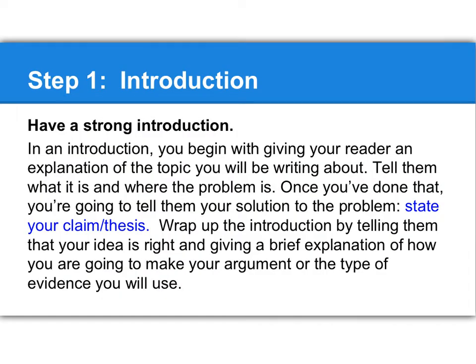Step 1, your introduction. One of the most important things to do when you're writing an argument paper is to have a strong introduction. In an introduction, you begin with giving your reader an explanation of the topic you'll be writing about. Tell them what it is and where the problem is. Once you've done that, you're going to tell them your solution to the problem, which is where you're going to state your claim or thesis. Wrap up the introduction by telling them that your idea is right and giving a brief explanation of how you are going to make your argument or the type of evidence you will use.